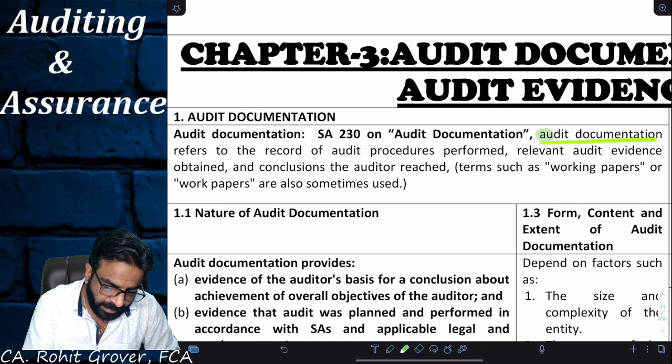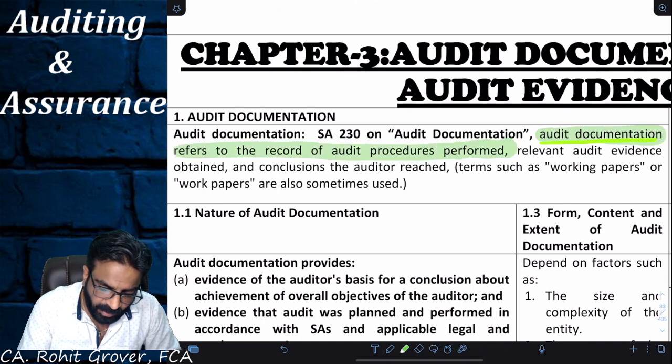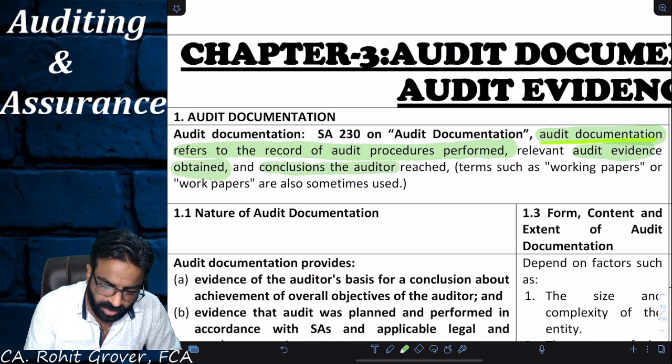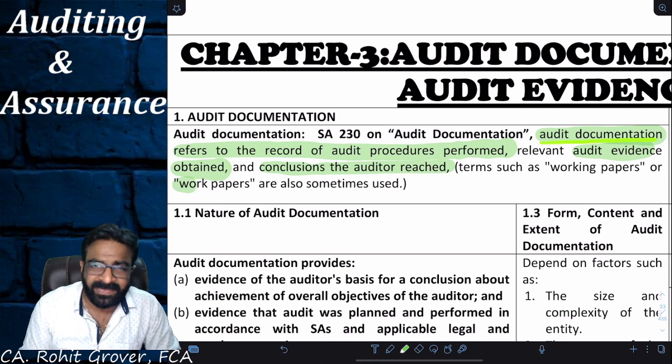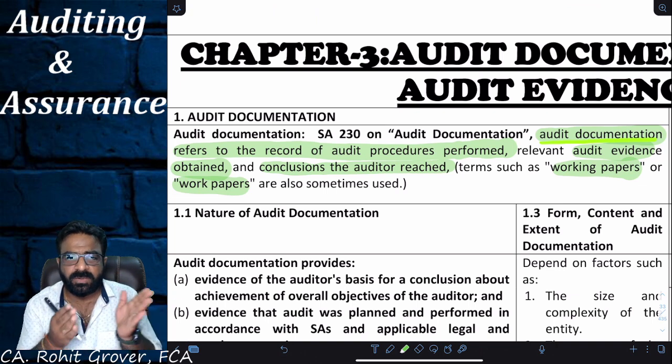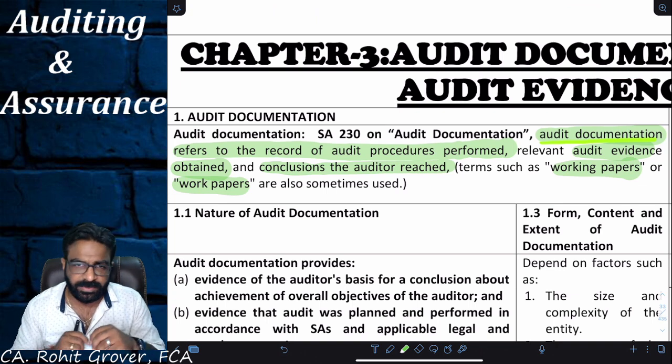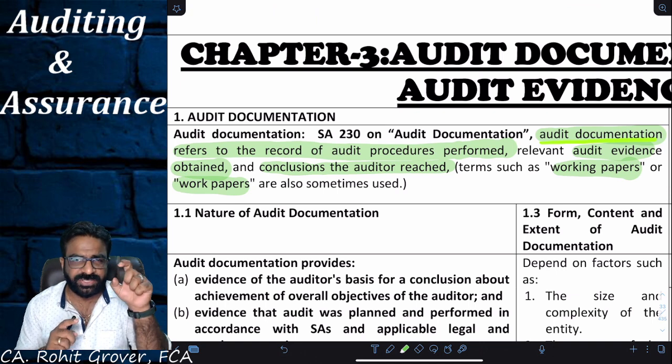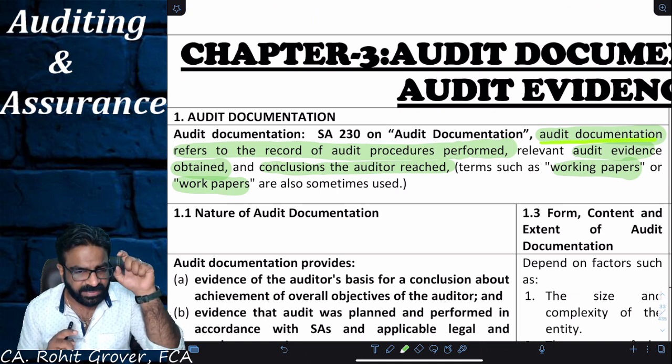Records of audit procedures performed by the auditor, audit evidences collected by the auditor, conclusions drawn by the auditor, and these all are known as which papers, everyone? Working papers. And that file is known as what? Audit working file. I hope all of you understood. Yes or no? So I hope the definition of audit documentation went inside everyone's head.